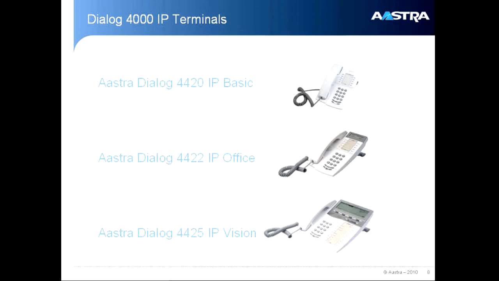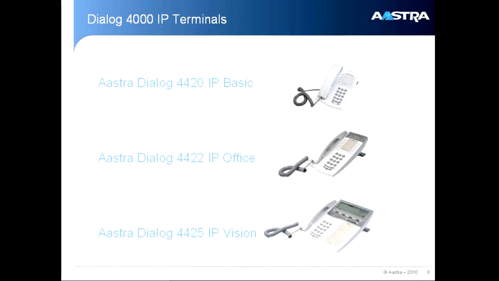The 4420 is an entry-level phone for non-communication intensive areas. It features 12 function keys with LEDs, 7 programmable keys, a 2-port Ethernet switch, an integrated web server, and power over Ethernet. The 4422 is a mid-range office phone ideal for workers in a high-paced business environment.